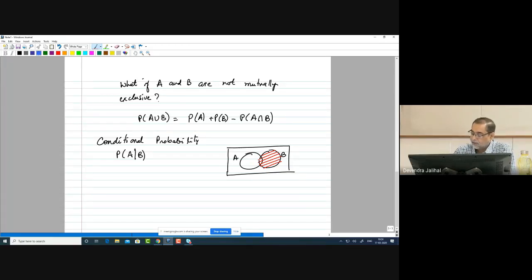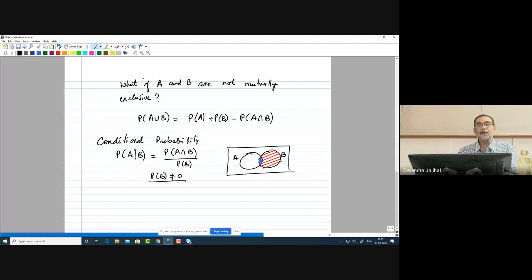So given that this is the common area between A and B, I have to first find out the common area, that is A intersection B, and probability of B. So the conditional probability is defined as probability of A given that B has happened would be this small blue area divided by the entire area marked with red hashes. Of course, this assumes that probability of B is not equal to 0.